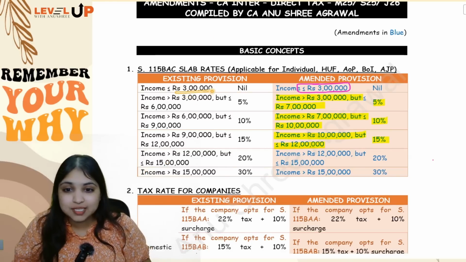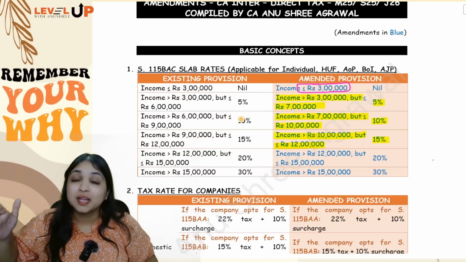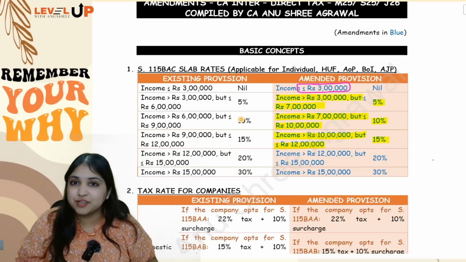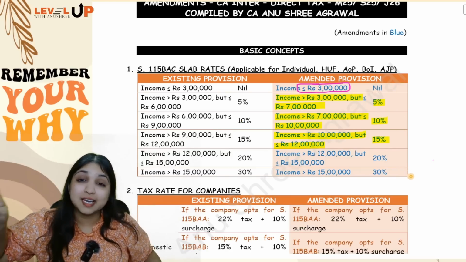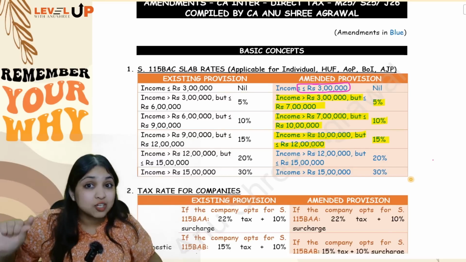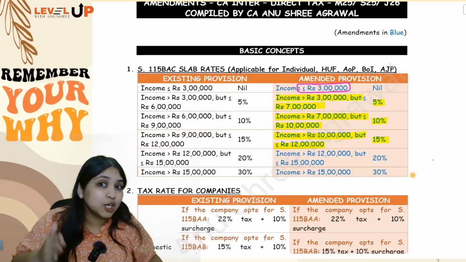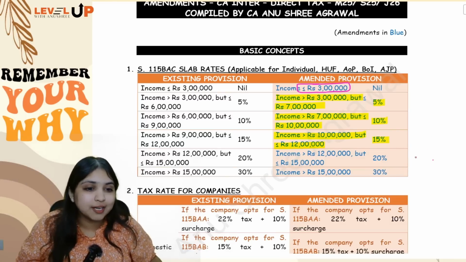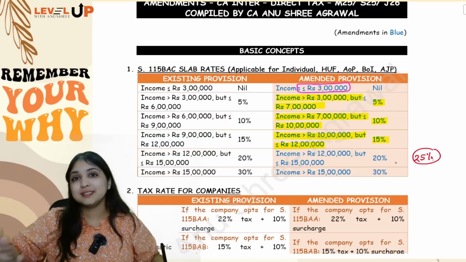Even earlier the basic exemption limit was 3 lakh, but earlier 3 lakh to 6 lakhs was 5%, 6 lakhs to 9 lakhs was 10%, 9 lakh to 12 lakh was 15%, 12 lakh to 15 lakh was 20%, and more than 15 lakh was 30%. Now the new slab, repeat with me once again: up to 3 lakh no tax, 3 lakh to 7 lakhs 5%, 7 lakhs to 10 lakhs 10%, 10 lakh to 12 lakh 15%, 12 lakh to 15 lakh 20%, and more than 15 lakh 30%. Please notice, we do not have a 25% tax rate. After 20, we straight away go to 30. All clear? This was your first amendment in the tax rates.